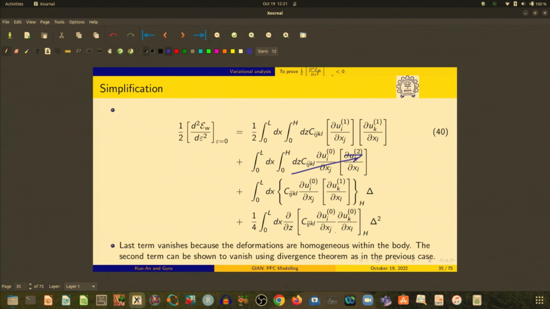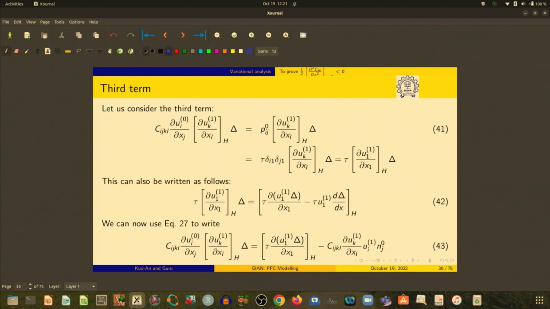So, this is like the homogeneous one, and ∂/∂z of that is a constant, and you are taking the differential, so that will go to 0 too. Okay. Now, you are left with these 2 terms, and next we evaluate this third term, that is what I am showing here: ∂u_j is ∂I_0 by ∂x_j, ∂u_k^1 by ∂x_l times delta, and you know that this is P_ij.